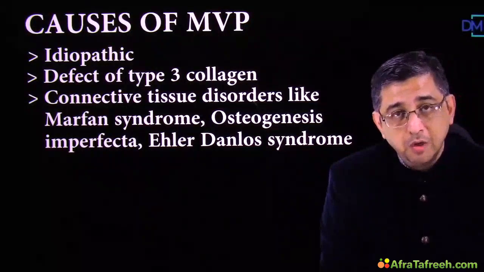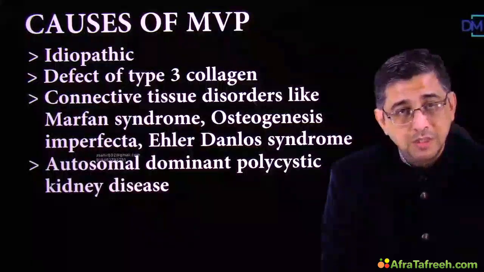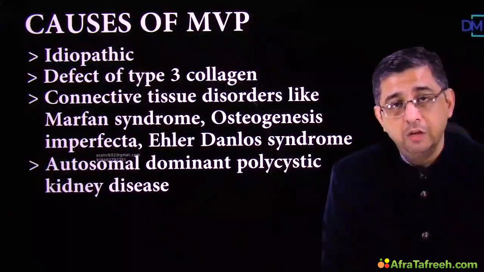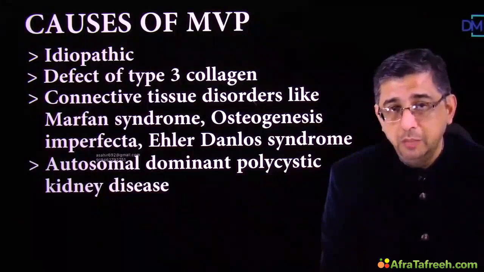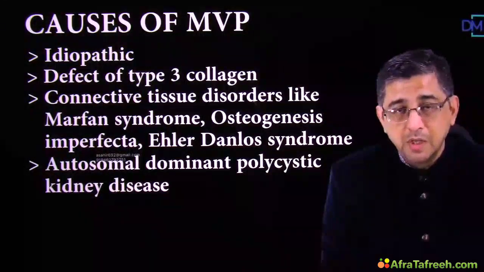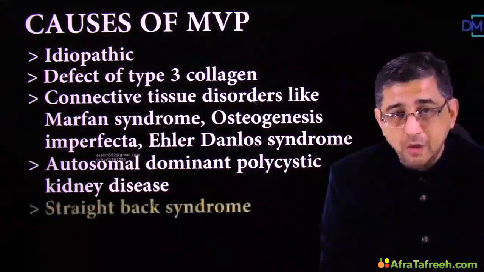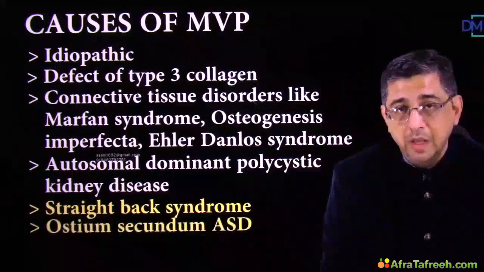I would definitely like you to remember it: autosomal dominant polycystic kidney disease. It's a standard question that is asked: which cardiovascular association is seen with ADPKD? The answer is straightforward: the topic that we're studying, mitral valve prolapse. Other associations are relatively less commonly asked, like straight back syndrome and ostium secundum ASD.